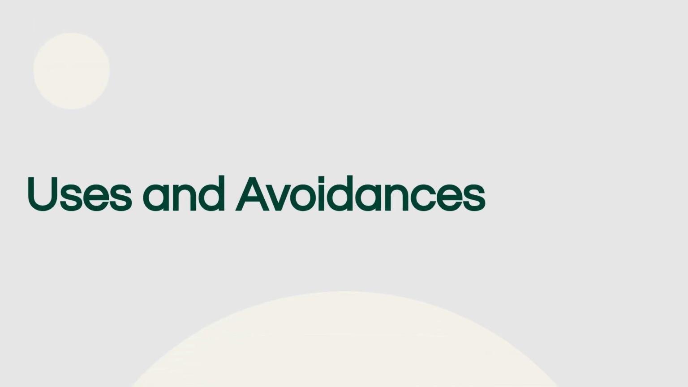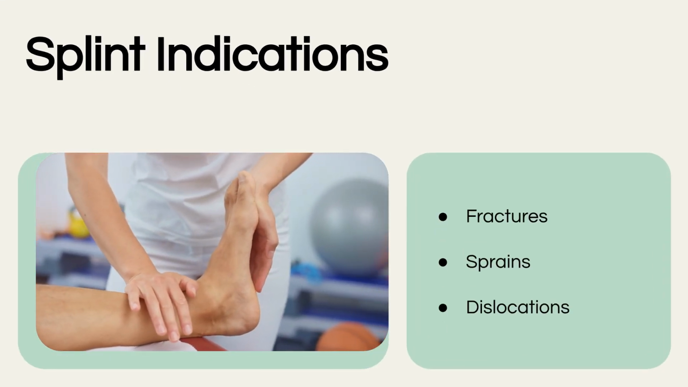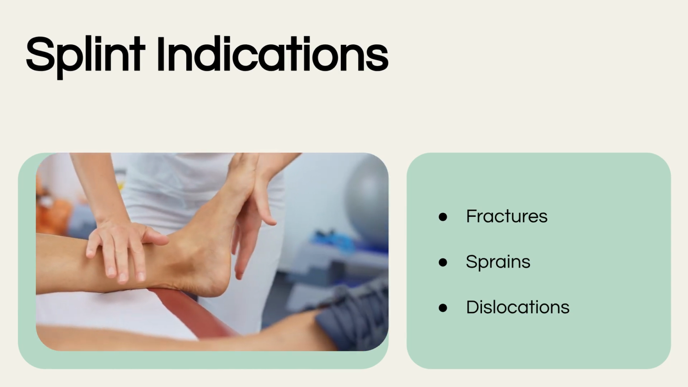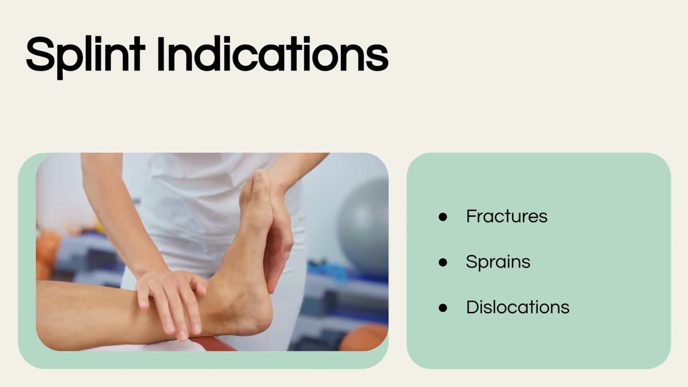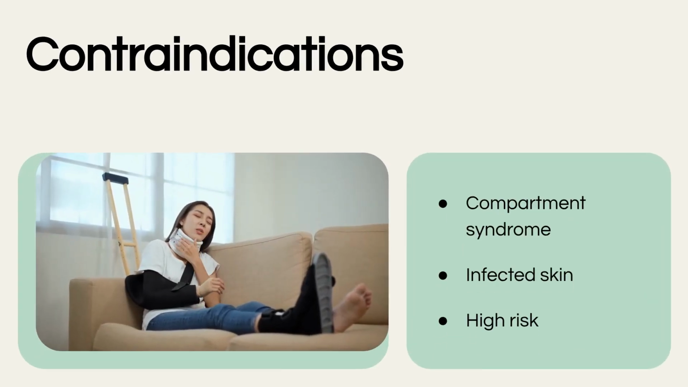When should you use a splint, and when should you absolutely avoid it? Let's look at the indications and contraindications. Splints are indicated for common injuries like fractures, sprains, and dislocations, as well as joint infections and acute conditions like arthritis or gout. Avoid using splints when dealing with compartment syndrome or infected skin conditions, as this poses a high risk of worsening the infection.